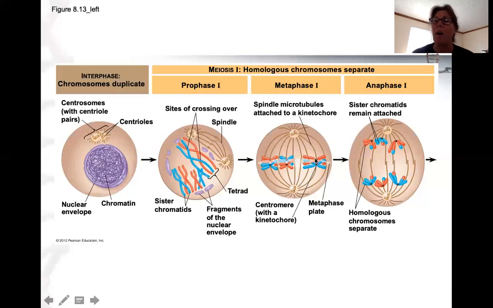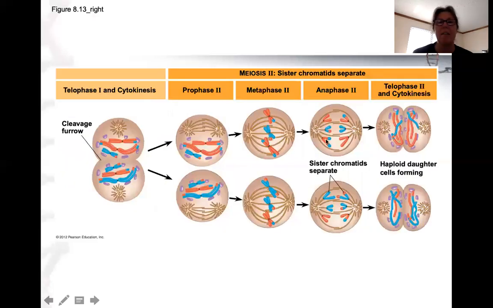In anaphase 1, we're not splitting the sisters, we're splitting the homologous chromosomes. So mom's going one way, dad's going the other. I refer to this as the divorce because we're splitting up our parents. And this is where our cell is going from diploid to haploid as we split those parents up. Now we have a problem in that, yes, we've split up our parents, we've gone to haploid, but we still have duplicated chromosomes. We still have those sisters.